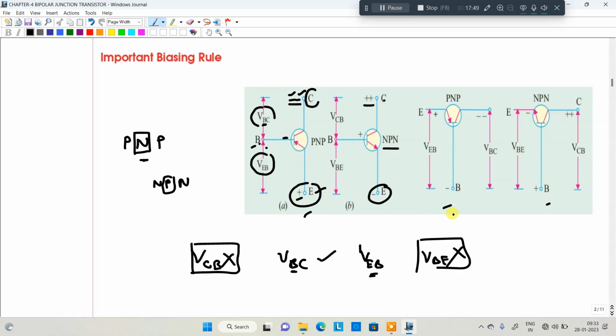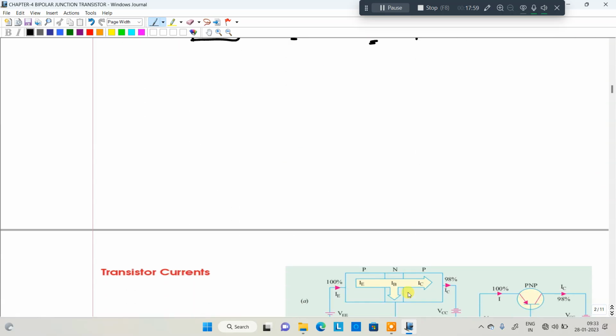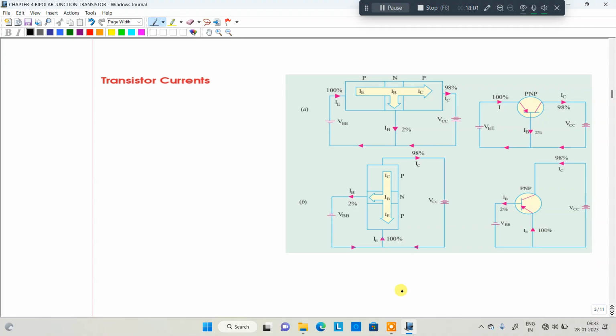So this is about the biasing rules in the case of transistors. Input junction is always forward bias, output junction is always reverse bias. Next we are moving to the transistor currents. Very, very important. Everyone has to understand this particular concept. In the transistor currents, we'll look at two cases, NPN as well as PNP transistor. First we'll look at the PNP transistor.